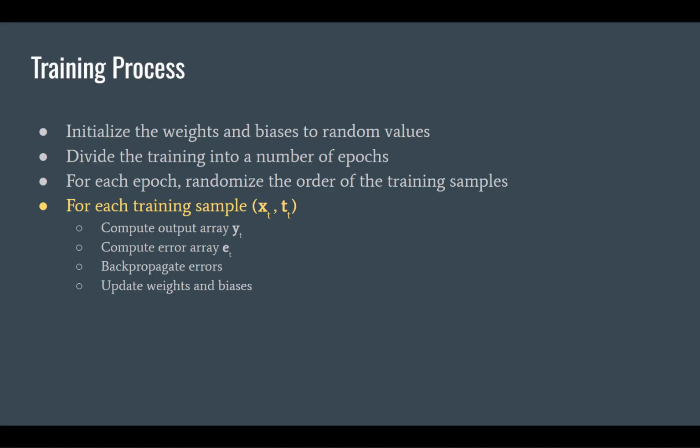Then, for each sample of the randomized sequence of training samples, each consisting of an input array and a corresponding target array, the training discussed in the previous lesson is performed. Forward propagate the sample's input array to compute the output array. Then compute the error array using the output array and the sample's target array. Next, back propagate the error array back through the neural network. Lastly, update all the layers, weights, and biases as discussed in detail in the previous lesson.